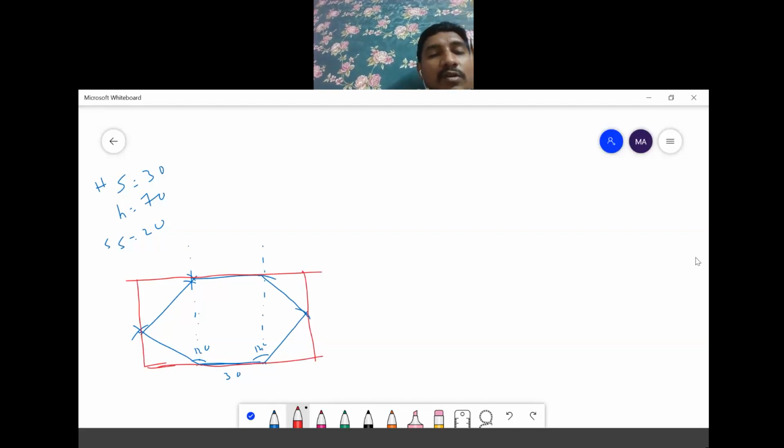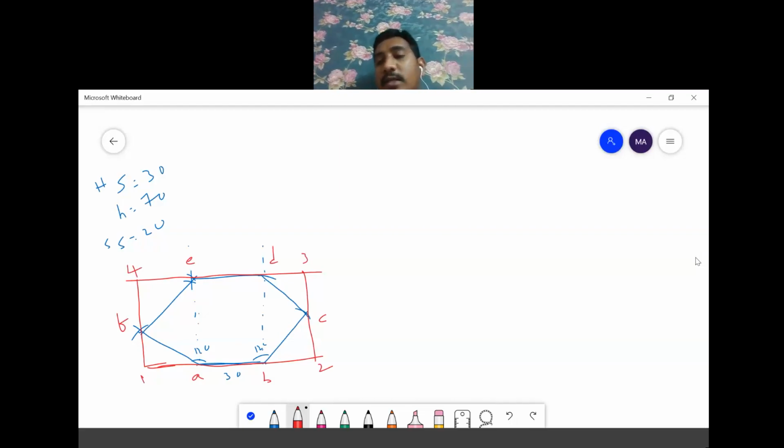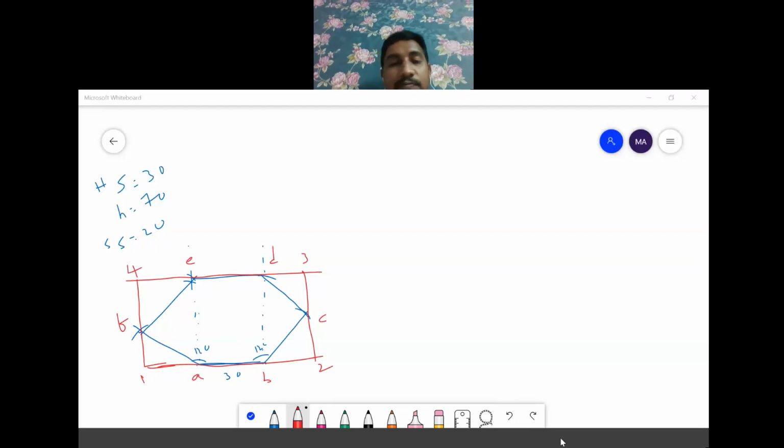I am taking this hexagon as A, B, C, D, E, F. I am taking this rectangle as capital A, capital B, or else I can take it as 1, 2, 3, 4. I am taking it as 1, 2, 3, 4.